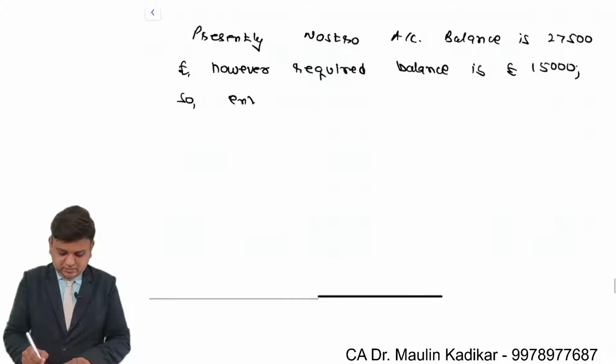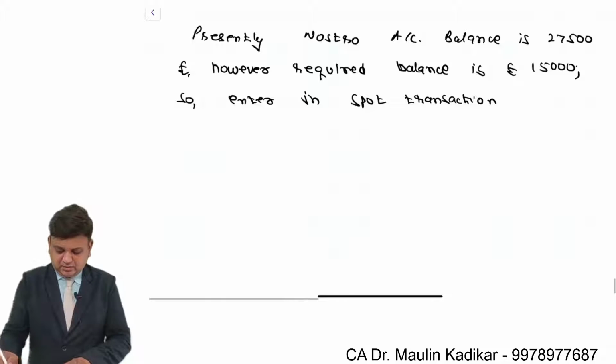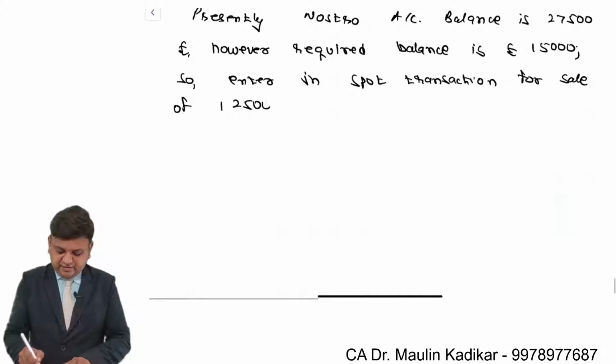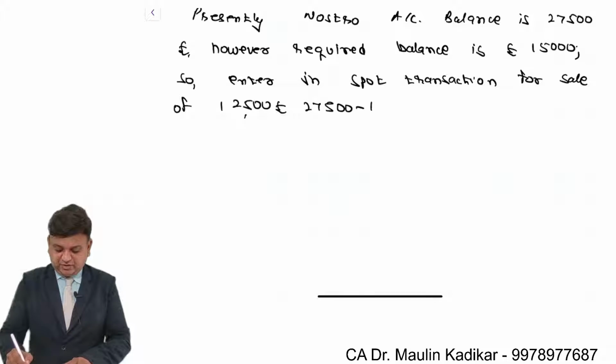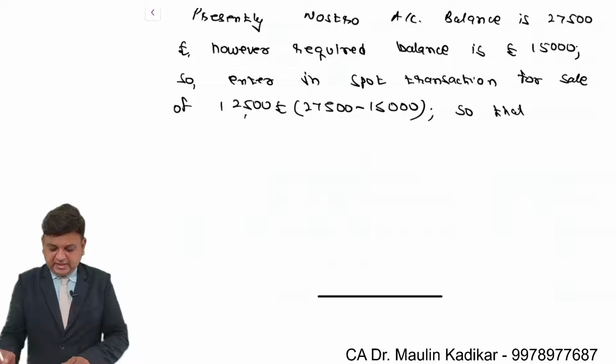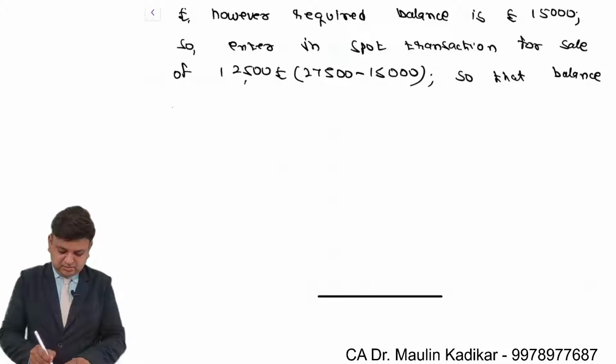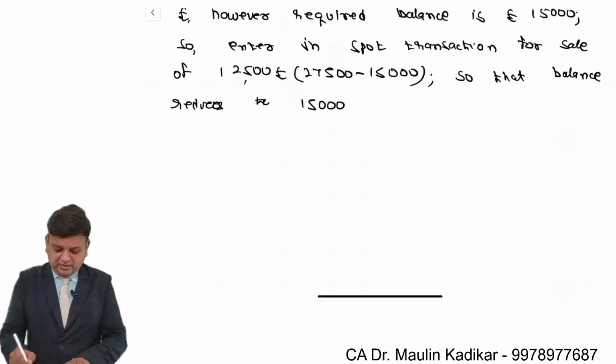So enter in spot transaction for sale of 12,500 pound, 27,500 minus 15,000, so that balance reduces to 15,000 pound. Full stop.